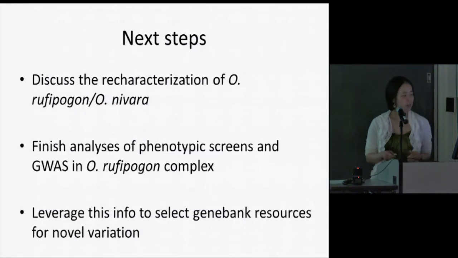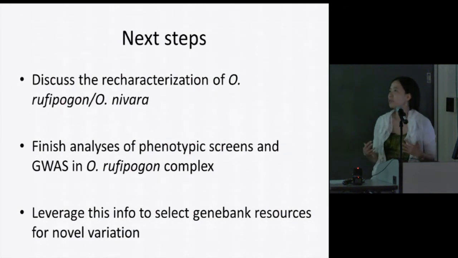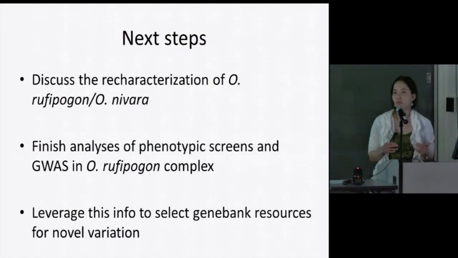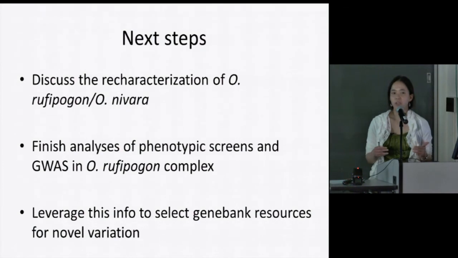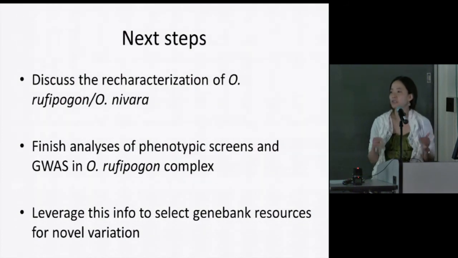So really our next steps in our lab will be to think about and discuss this recharacterization of the Oryza rufipogon complex with the rest of the rice community. Really make a point to them that they're not able to be genetically differentiated into the two canonically defined annual and perennial species or ecotypes, either through morphological characterization or genetic differentiation, but we're seeing maybe clusters or subpopulations that are more geographically defined.